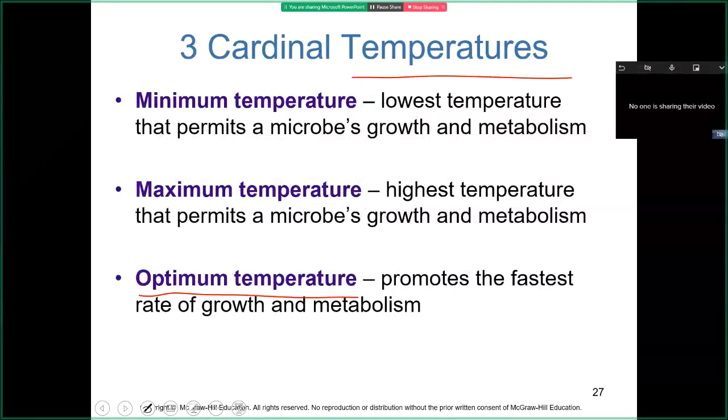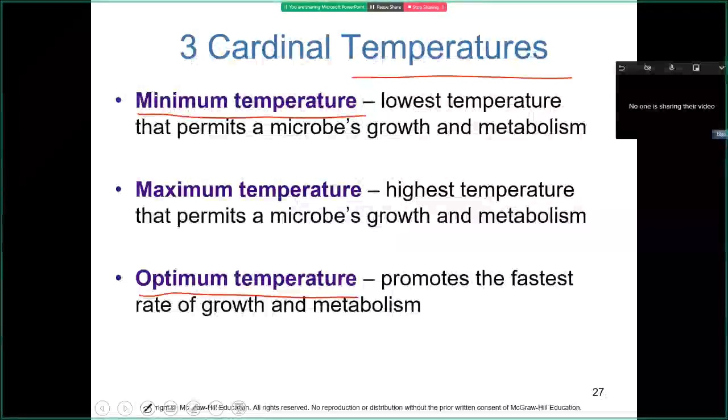So the optimal temperature is that which the organism really prefers. Now, if you cool it off, eventually the temperature gets too low. If you go below that, the organism fails. So the minimum temperature is the temperature that the organism can handle that allows it to just barely survive and reproduce. And it's just enough to allow it to do that. You go too low, you go below that minimum temperature, they're going to die.